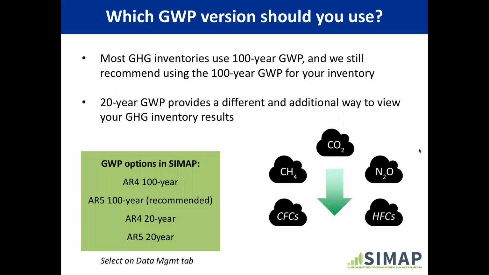So as I was saying before, most greenhouse gas inventories use the 100-year GWPs, and we still recommend using the 100-year GWPs for your inventory and for tracking across time. What the 20-year GWP option does is provide you a different and additional way to look at your results, basically on a shorter time scale, looking at shorter-term warming and things like that. So just additional options for everyone.